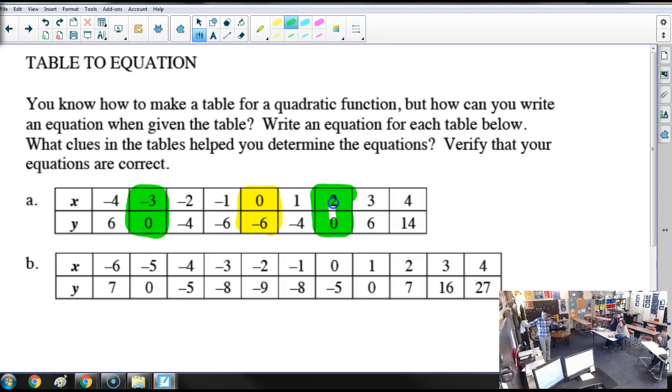Yeah, thank you, Athena. These are the x-intercepts because the y is 0. This is the y-intercept because the x is 0. So, let's go and write those points down. We will get there, but let's write these down.